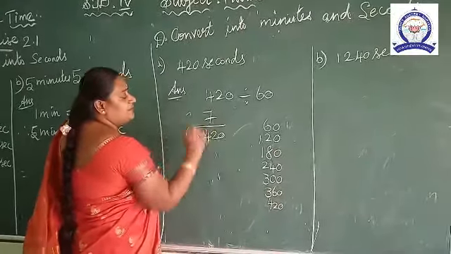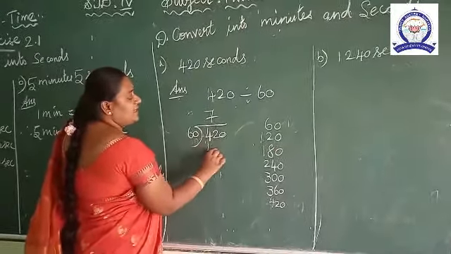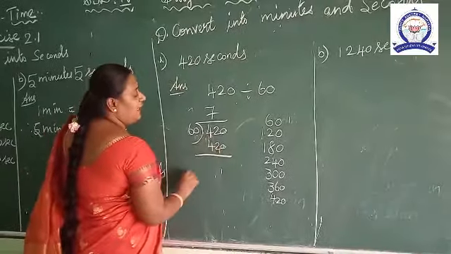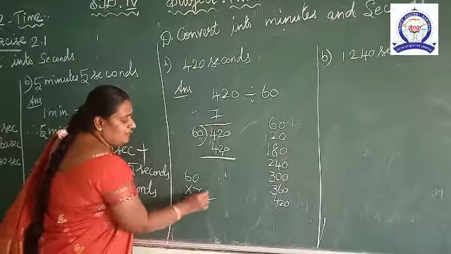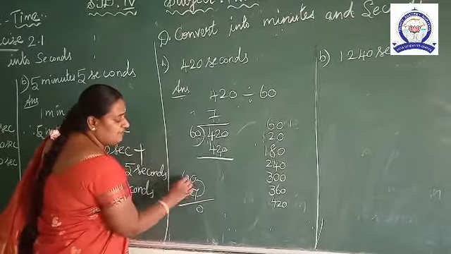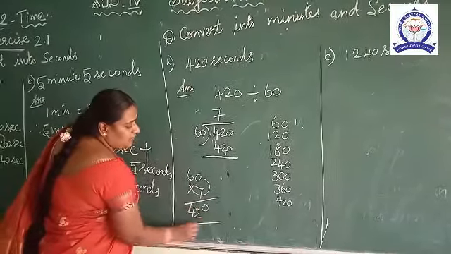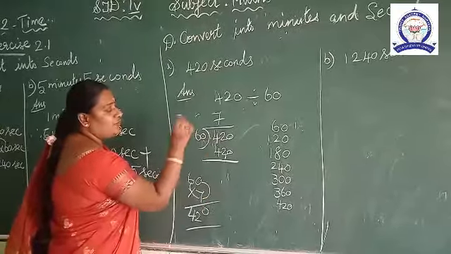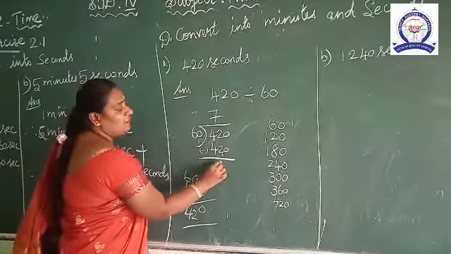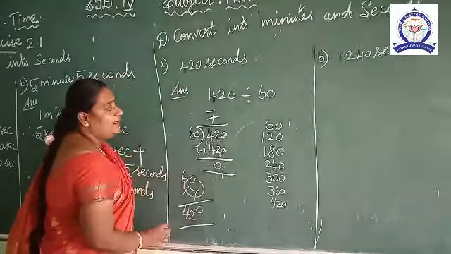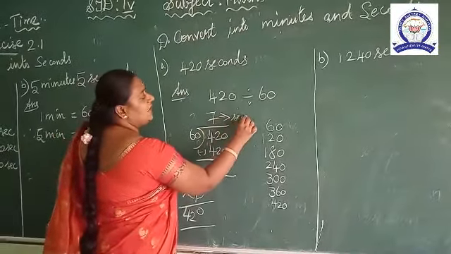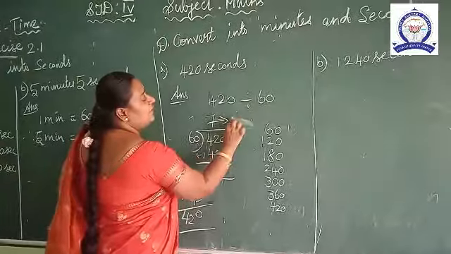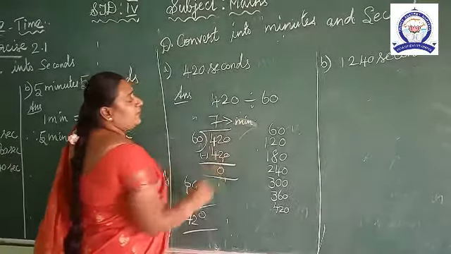So 7 times 60, 7s are 420. You multiply 60 into 7. 7 into 0, 0. 6 sevens are 42. So 60 sevens are 420. 420 minus 420, you will get 0 as the remainder. Therefore, 7 minutes is the answer.